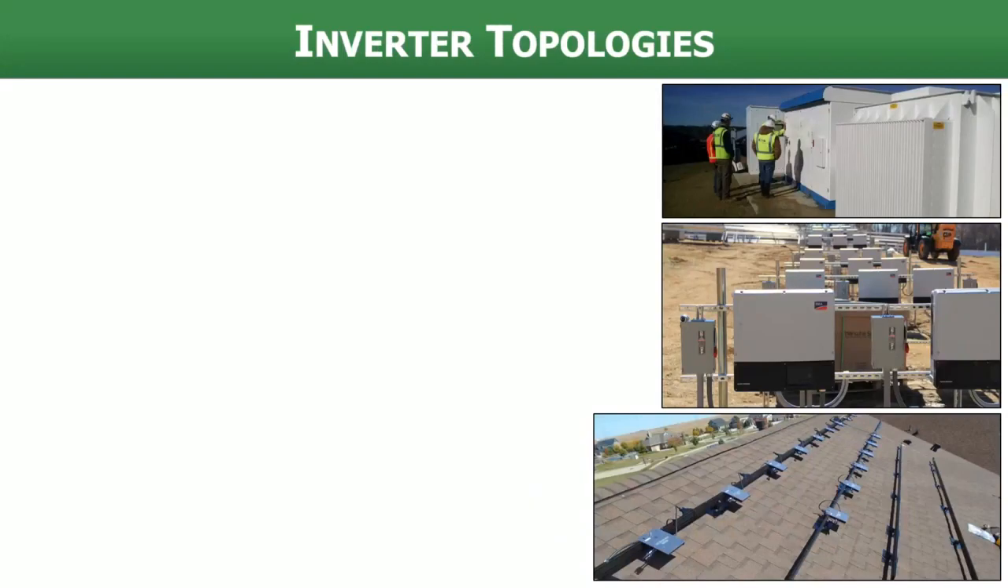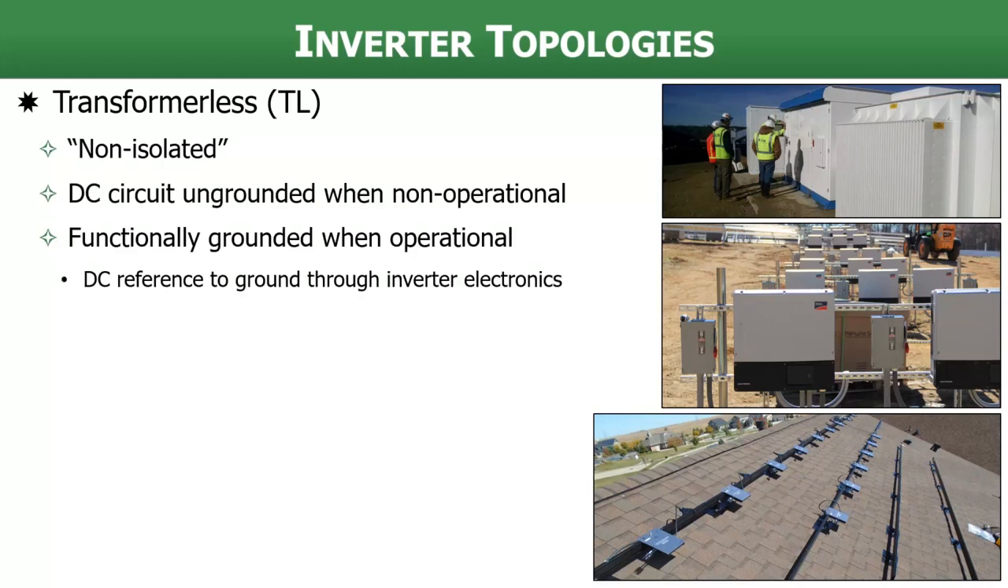So let's take a look at the different inverter topologies that you will encounter in PV systems. There's two main types, and the first one we're going to look at is transformerless inverters, also known as TL inverters. And just like they sound, these inverters do not use any type of isolation transformer as part of their system functionality. So they might also be referred to as non-isolated inverters because there is no galvanic isolation between the AC and the DC sides.